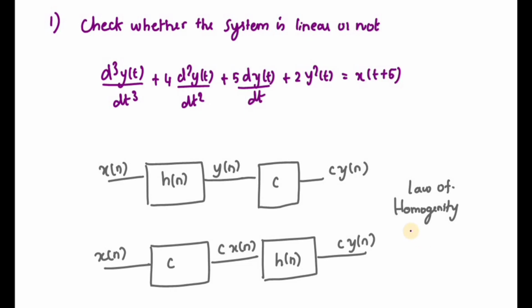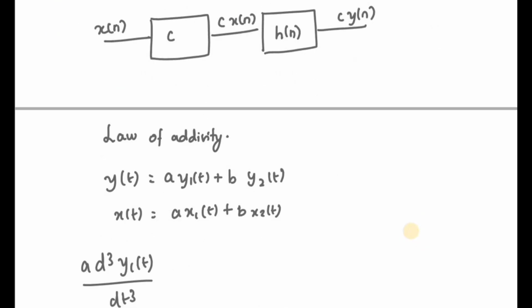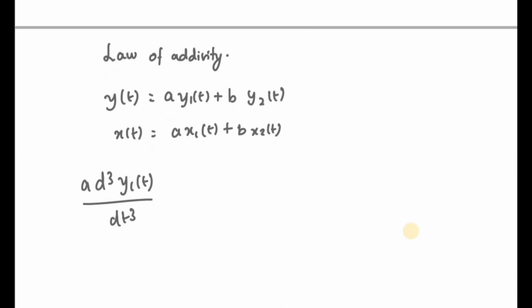Next, how to solve the law of additivity. For the law of additivity, I can obtain y of t is equal to a into y1 of t plus b into y2 of t, where x of t is equal to a into x1 of t plus b into x2 of t, which I have to substitute. So first, instead of y of t, I am going to substitute a into y1 of t.